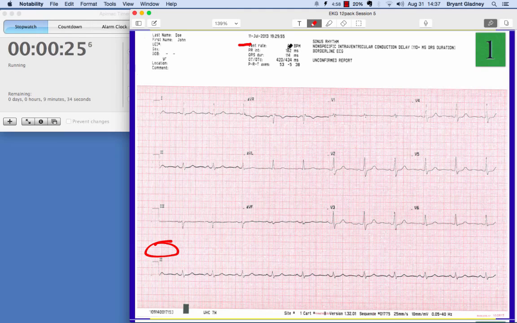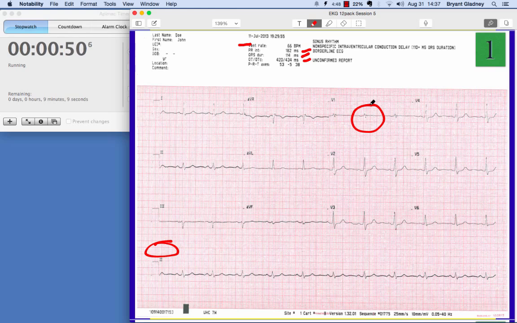Then I go to measurements. I need the PRI to be between 120 and 200. I need the QRS to be less than 120 and the QTC to be less than 450. All of those are the case. I need to have a right bundle branch to even worry about A and B with a QRS of less than 120. I don't have a right bundle.